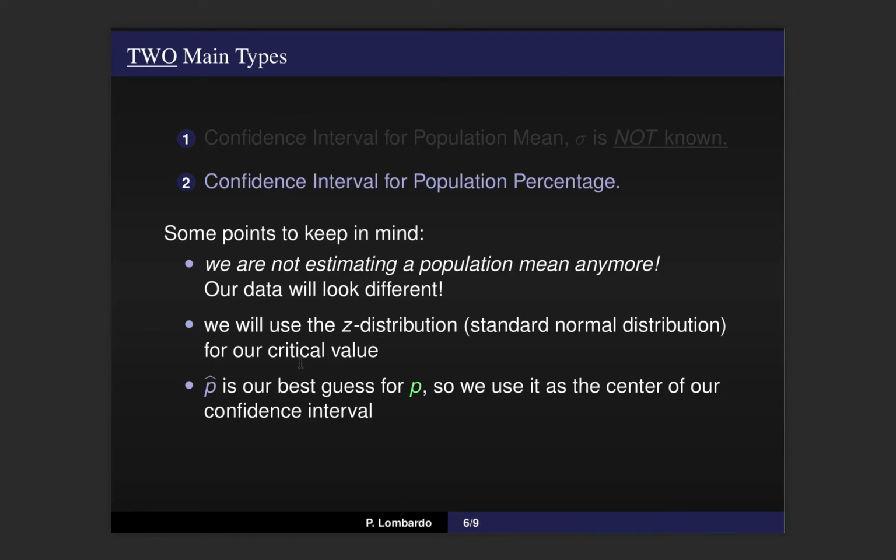P hat, our sample percentage, is going to be our best guess for what the population percentage is going to be. This is similar to our sample mean being our best guess for the population mean. And as such, we're going to use p hat to be the center of our confidence interval.